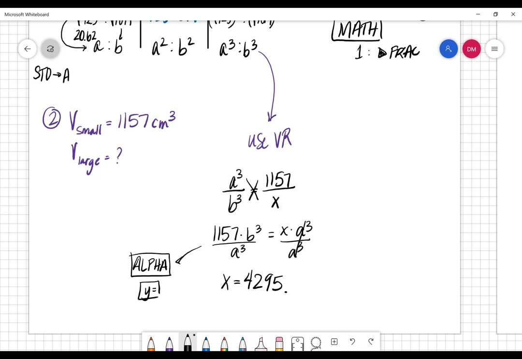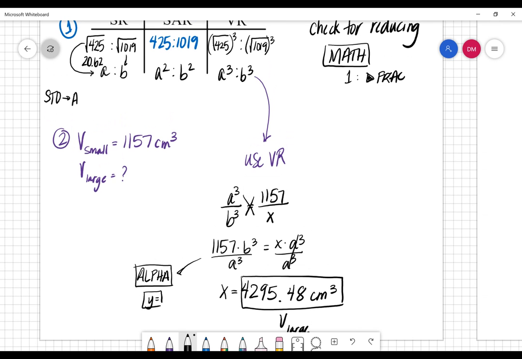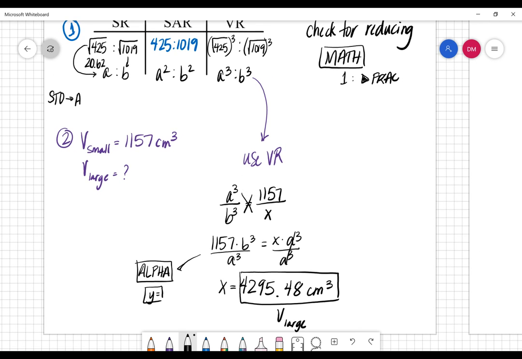Now I'm going to round. I try not to use any intermediate rounding. Now I'm going to round to 2 decimal places and get 48. And this would be in centimeters cubed. So this right here, we are saying is the volume of the larger. And let's just check if that makes sense. The volume of the small one here was 1,157, so it would make sense that this is going to be larger, obviously. That's a great way to just check and make sure that that makes sense.